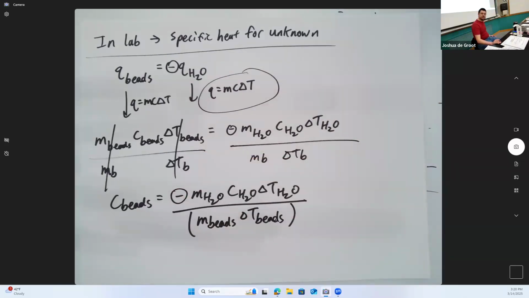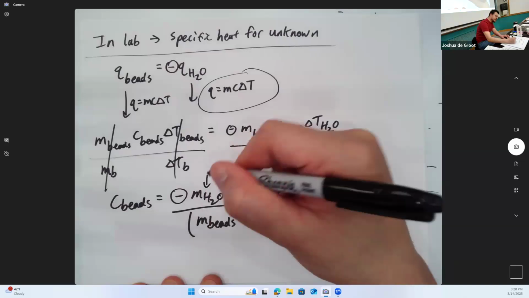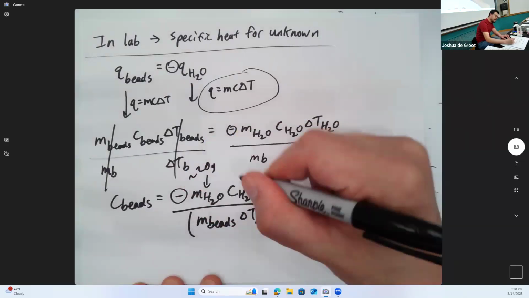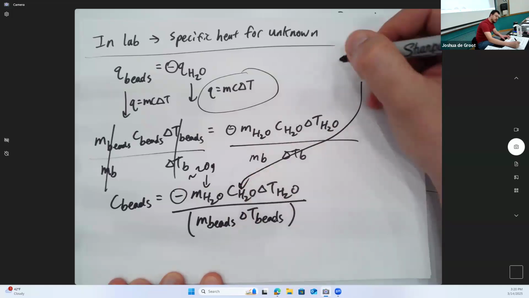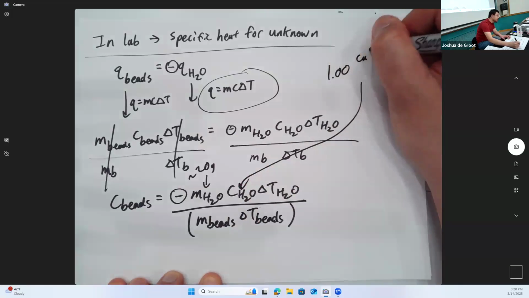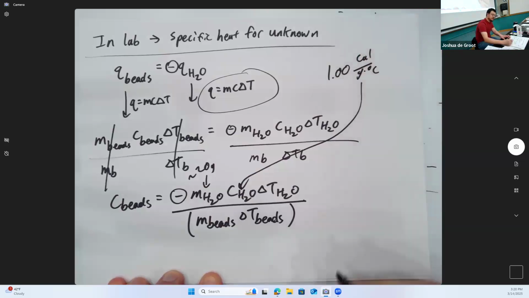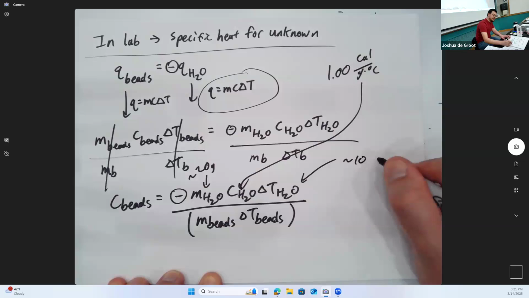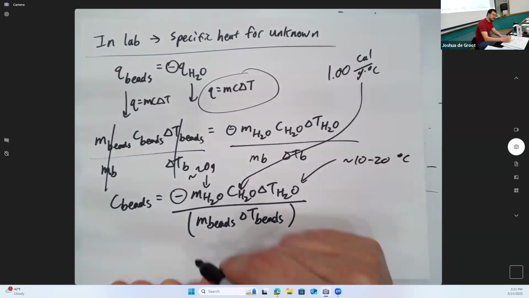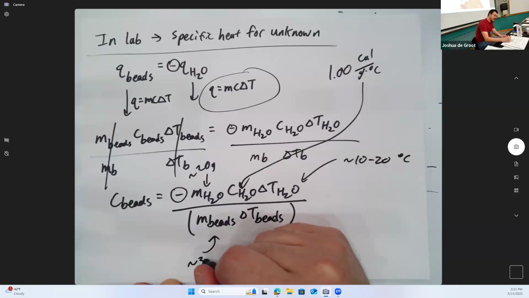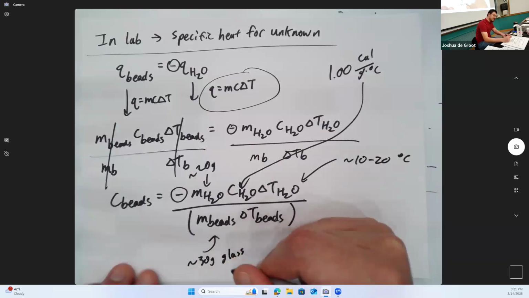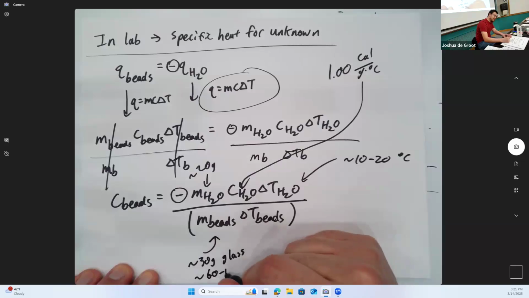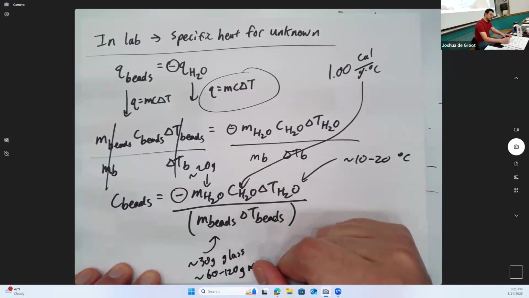When I walked in, I saw some of you had already calculated this out, but if you haven't done it yet, I wrote a color-coded board diagram in the lab. Hopefully most of you saw that. But your mass of water, you weighed about 20-ish grams. Your C of water is always 1.00 calories over a gram degrees Celsius. Your delta T of water was somewhere around 10 to 20 degrees Celsius. Your mass of beads was around 30 grams for glass. And for your metals, it was maybe 60 to 120 grams.